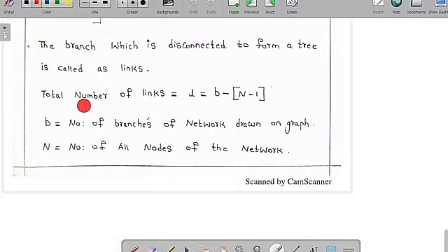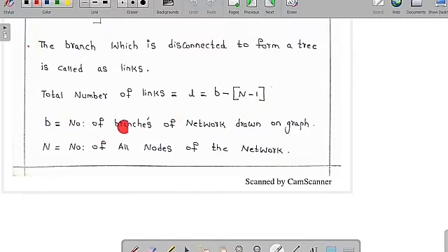Now if you want to know the relation between the number of links, the number of branches and the number of twigs: the total number of branches is equal to the number of links plus the number of twigs. This is the basic relation. So the total number of branches in a given graph is equal to the total number of links plus the total number of twigs. If you want only links, then subtract the total number of twigs from the total number of branches. So the total number of links is equal to the total number of branches minus the total number of twigs, which is n minus 1. Therefore, L is equal to b minus (n minus 1). In this way, you get the relation between the number of links, the total number of branches, and also the total number of twigs.